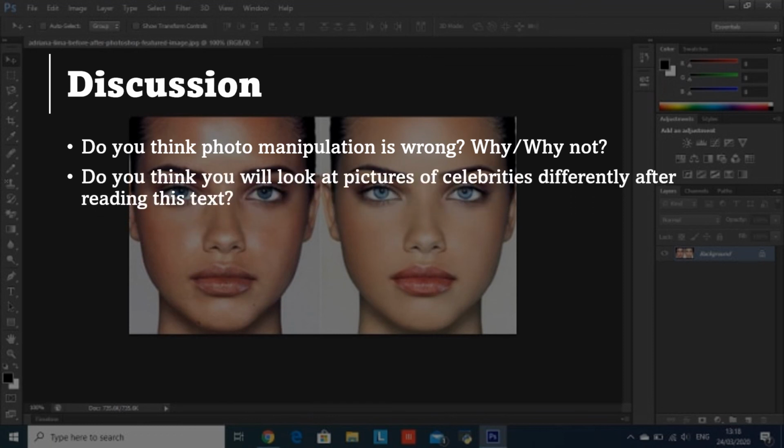Do you think you will look at pictures of celebrities differently after reading this text? Perhaps knowing the truth will certainly help see things differently.